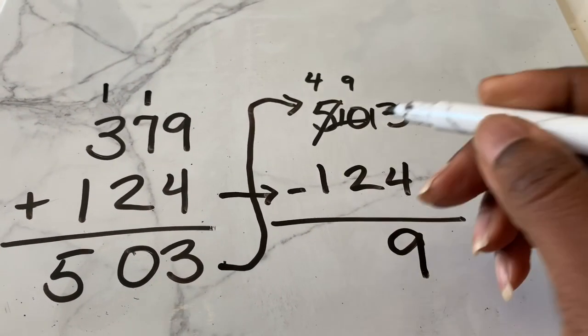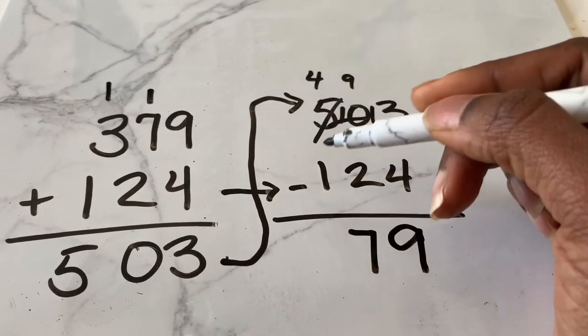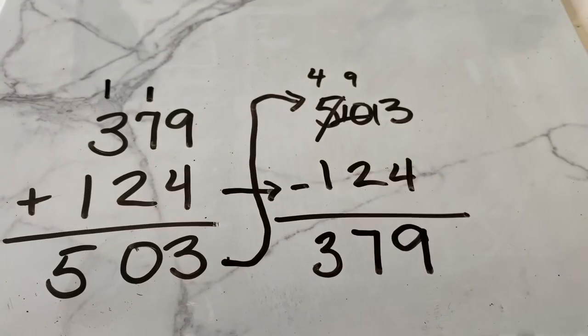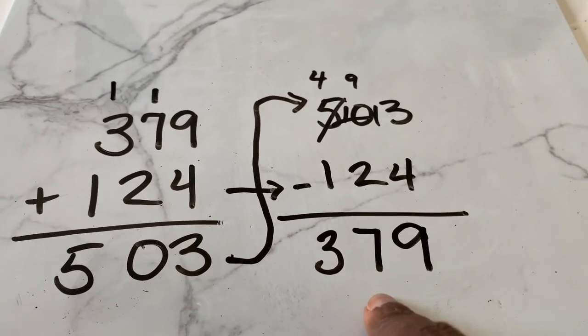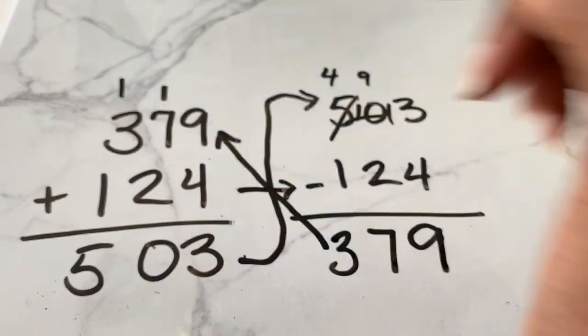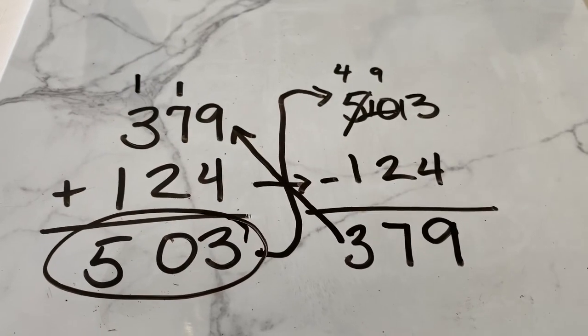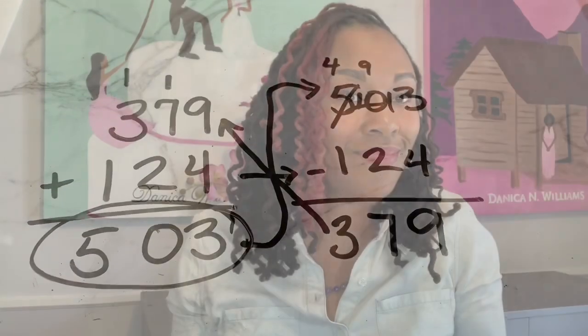9 take away 2 is 7. 4 take away 1 is 3. Now you'll notice that this answer matches my first addend, and that tells me that 503 was the correct answer. Okay, so if you got 503, then great. We're going to move on.